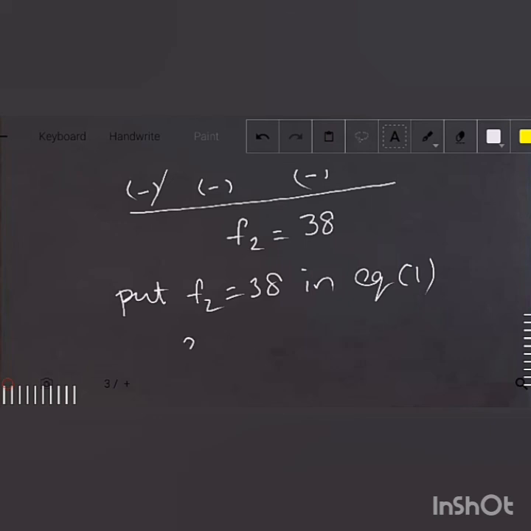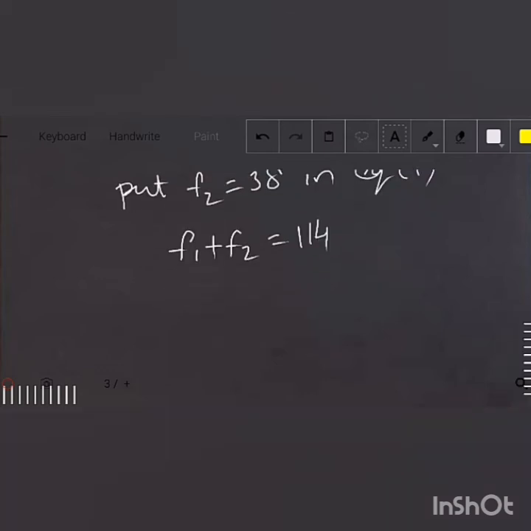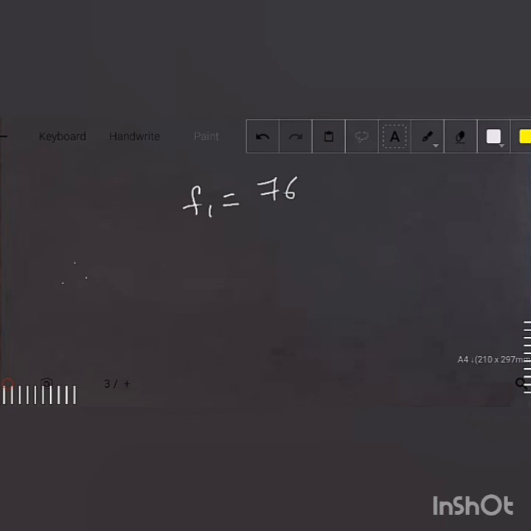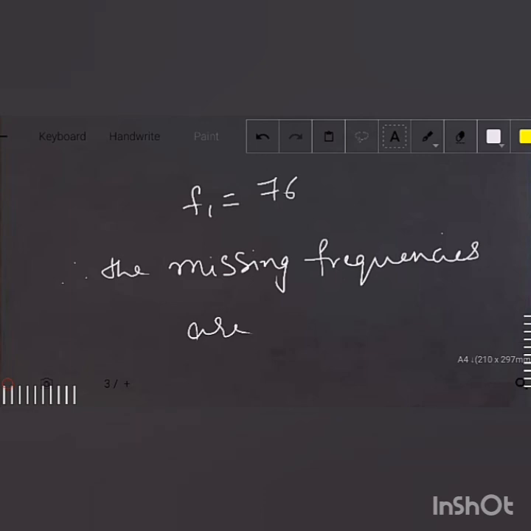Now put f2 equal to 38 in equation 1. Then f1 plus f2 equal to 114, so f1 plus 38 equal to 114. f1 equals 114 minus 38, which is 76. Therefore, the missing frequencies are 76 and 38.